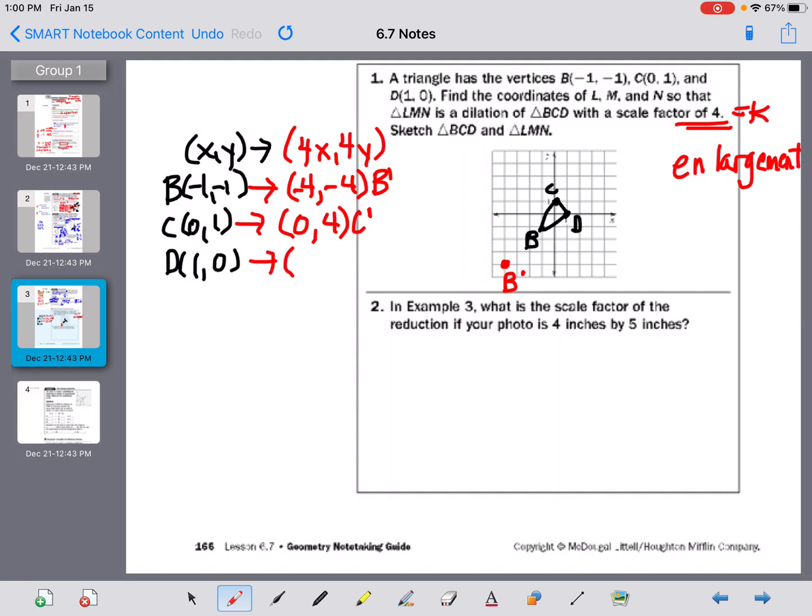All right, D is at (1, 0). 1 times 4 is 4. 0 times 4 is 0. And there's my new D. I guess I could have graphed C. 0, 4, 1, 2, 3, 4. I think I got it right the first time this time. D is at (4, 0). There's my new one.